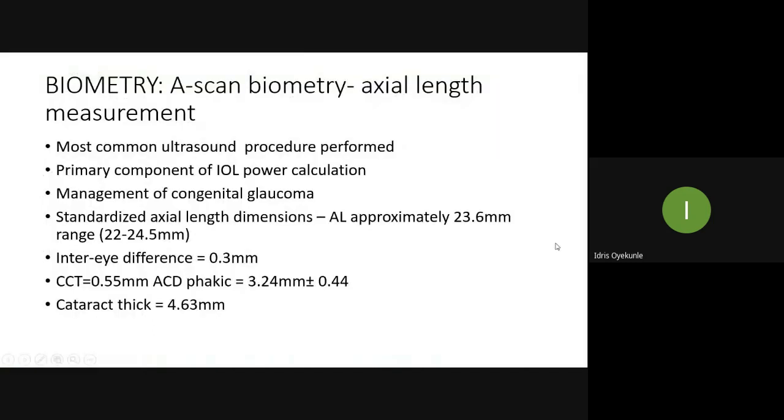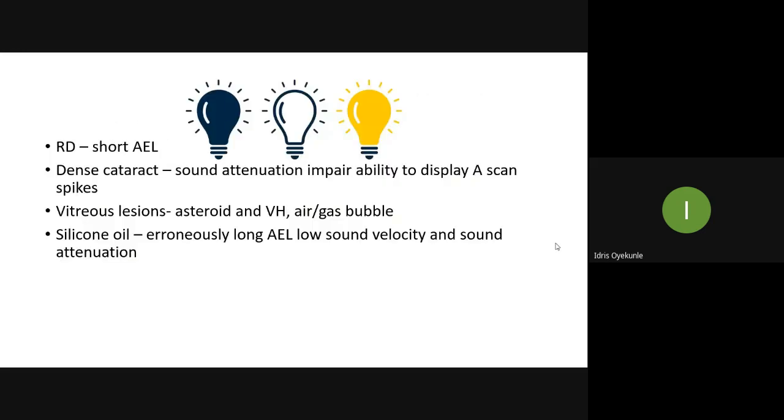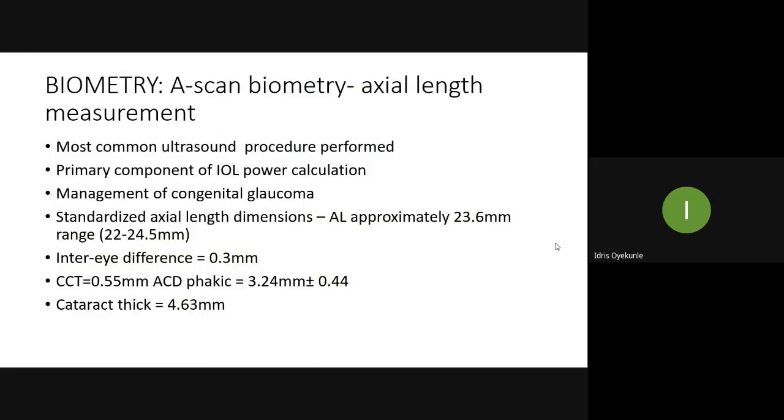Or less than 10, because it's actually up to 10. Okay. I think people still have knowledge of biometry compared to the ultrasound scan. So maybe you can just summarize this other part. I just have one slide for it. That's okay.